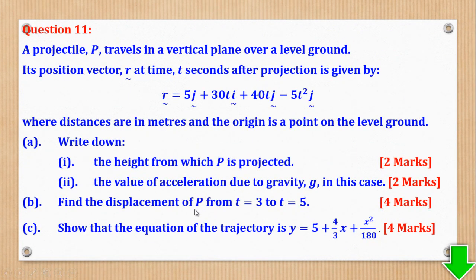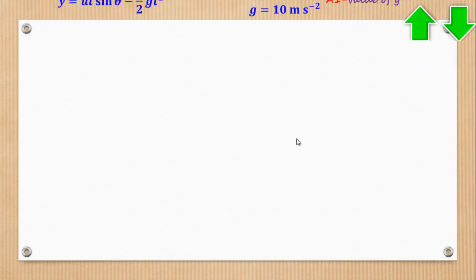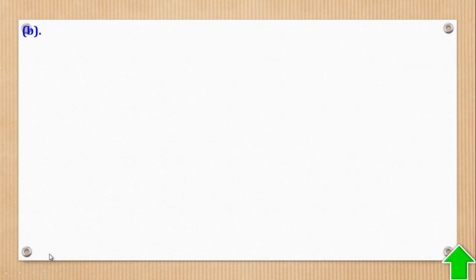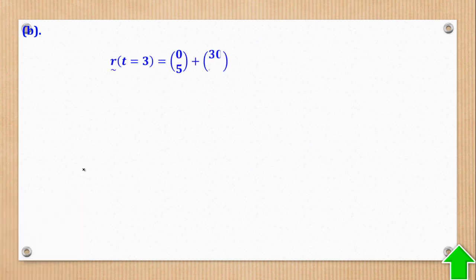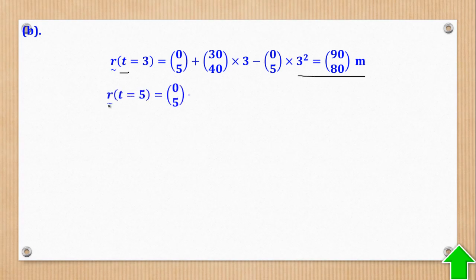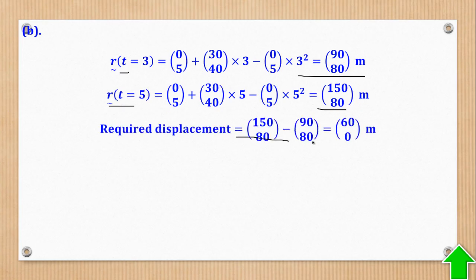That was Roman 2. Then part B says find the displacement of P from t equal to 3 to t equal to 5. So that means that when t is equal to 3, what is the position vector? And when t is equal to 5, what is the position vector? And after that, can you subtract the 2? So when t is equal to 3, the position vector is that. When t is equal to 5, the position vector is this. Then the required displacement is got by subtraction to give you that.